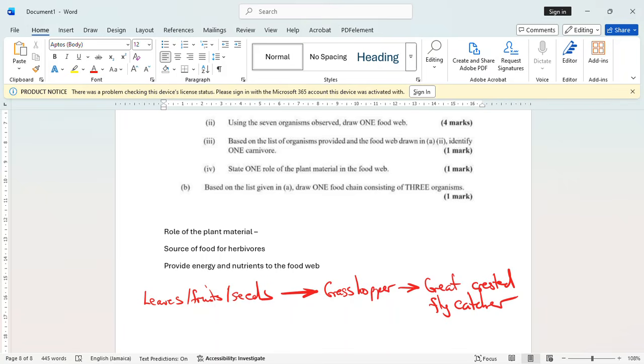Yeah. So that would have been one of the key things you need to remember, that the arrow points to the organism that is doing the feeding.